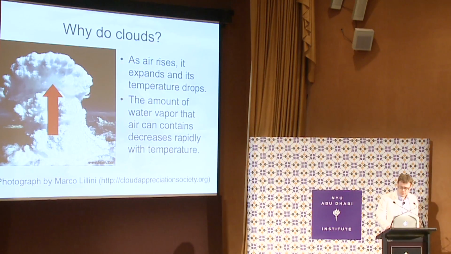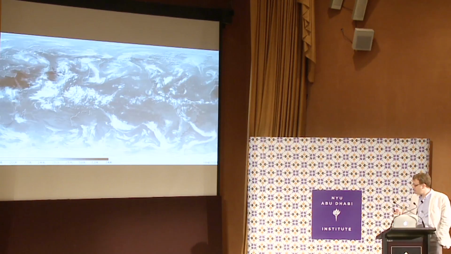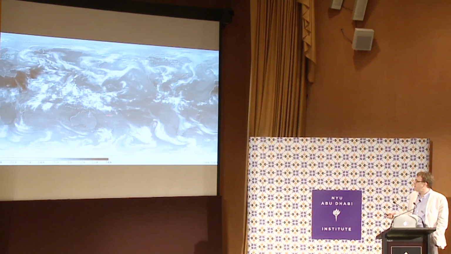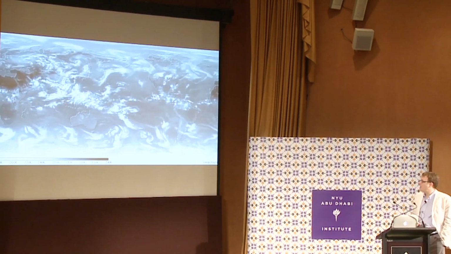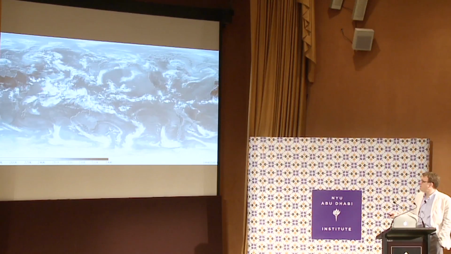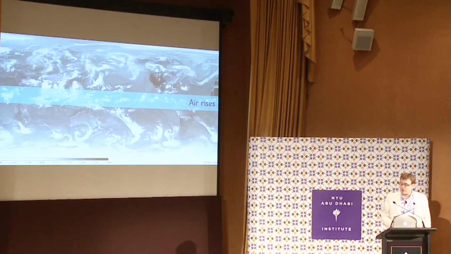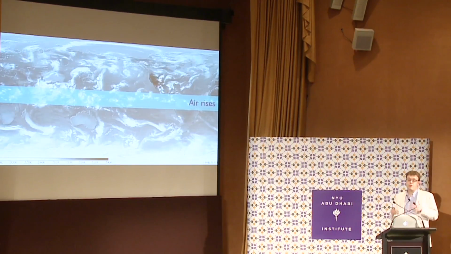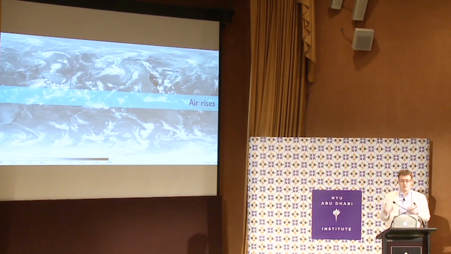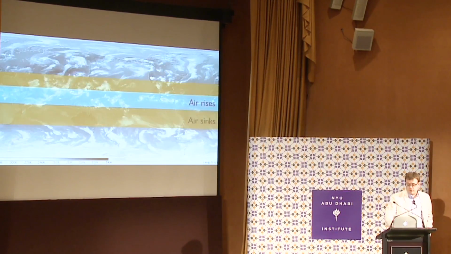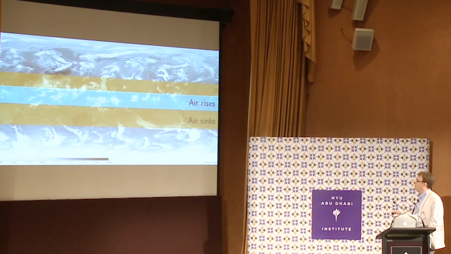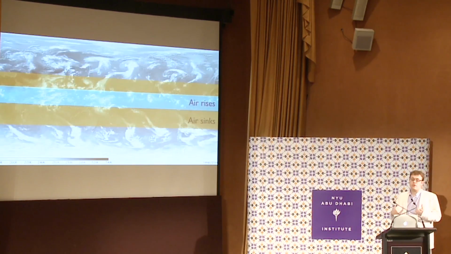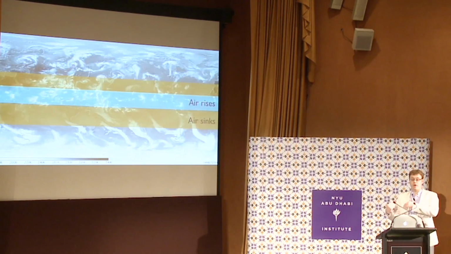And so if we go back to this movie here, we can see this difference in the different weather patterns. So this cloudy region in the tropics, in the equatorial region, basically is a region where, on average, air goes up. Similarly, if we look at the subtropics, where there's very little of this cloud, it's a region where, on average, air moves down.